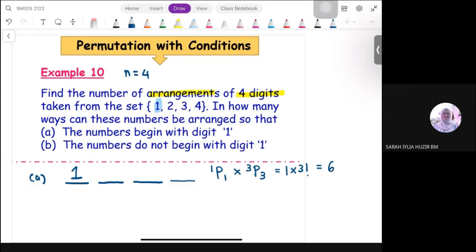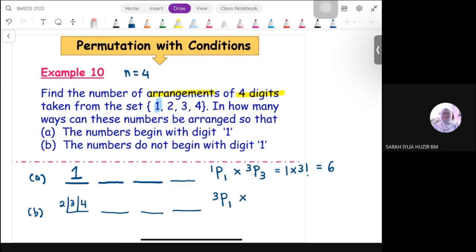Okay. Moving on for the second situation, the number does not begin with digit 1. Okay, still the same situation. We have to arrange a 4 digit number, but now it cannot begin with 1. So kalau tak nak mula dengan 1, we have 3 different options here. We can use either number 2, number 3 or number 4. Ada 3 pilihan. So calculation for the first box will be 3P1. Out of 3 options, we want to arrange on the first box, 3P1.